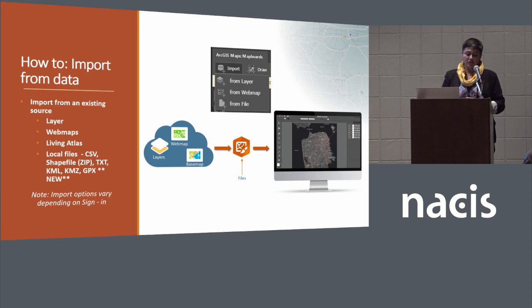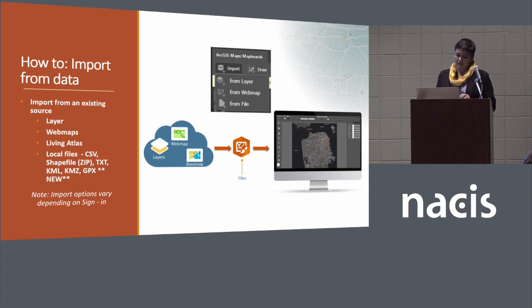And through this plugin, you can access data sets that are hosted in the ArcGIS Online system through layers, hosted feature layers, web maps. You can access living atlas data, or you can even access files from disk, such as CSV files, shape files, text files. GPX is a new file format that we've added.